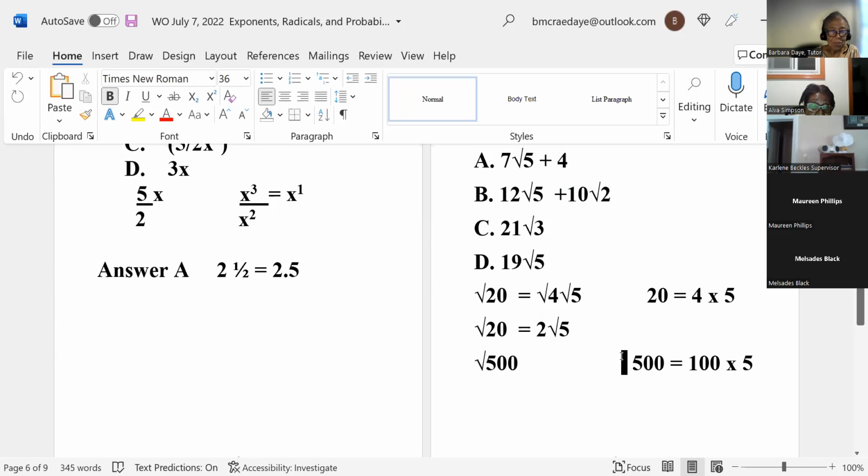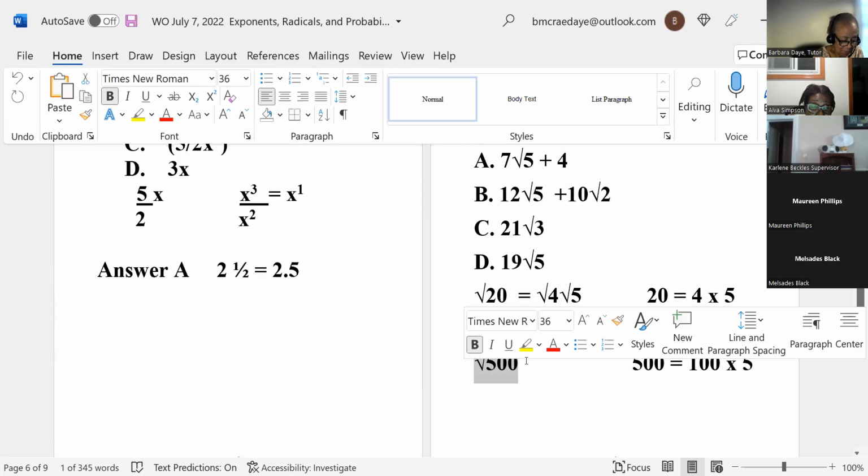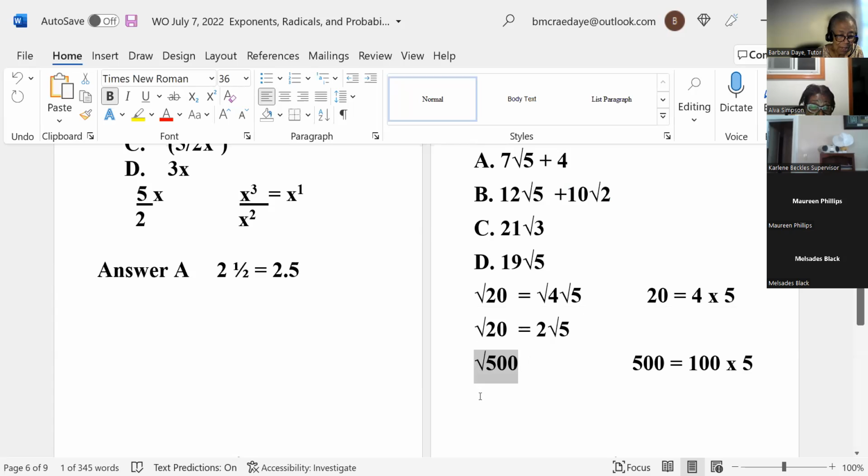All right. So if I can do that, I can also take this square root of 500 and make it square root of 100 times square root of 5, right? So let's just copy that here. Now we can factor this into two radicals. One is 100 and the other one is what? 5.